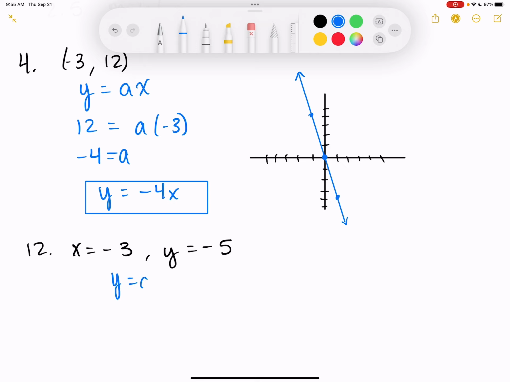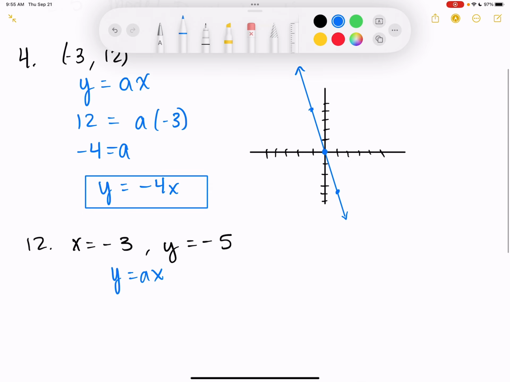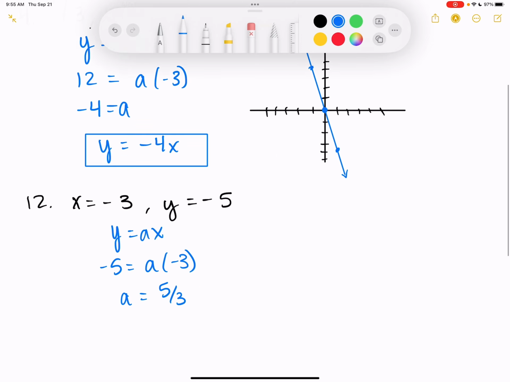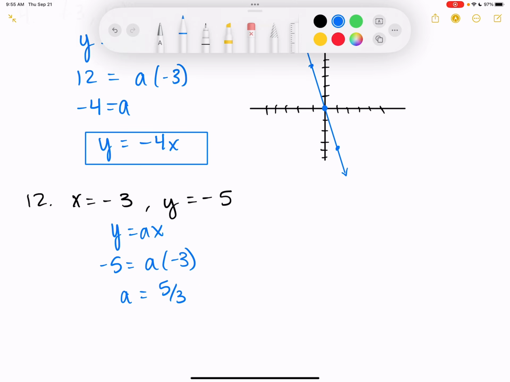So y equals ax. So then -5 is equal to a times -3. So a equals 5/3. So a lot of times people stop there and think that's sufficient. That's not the direct variation equation. So if you don't have y equals 5/3 times x as your first part, you're not completely right.